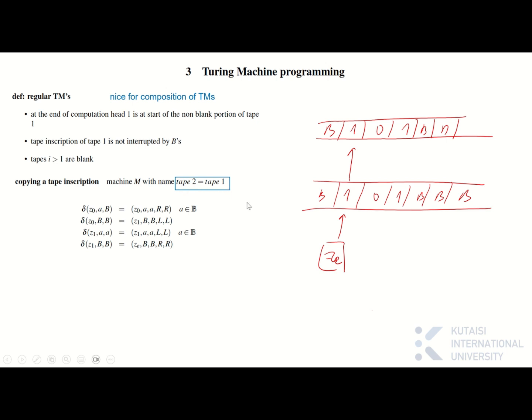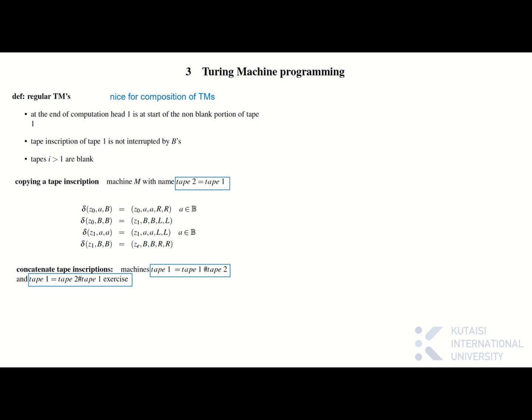By the way, these names are chosen so that they resemble a programming language. Because when you call tape 2 equals tape 1, what you're really doing is calling this Turing machine, so that tape 2 becomes tape 1. And tape 1 equals tape 1 plus 1 is just incrementing tape 1. Okay, this is copying tape inscription.